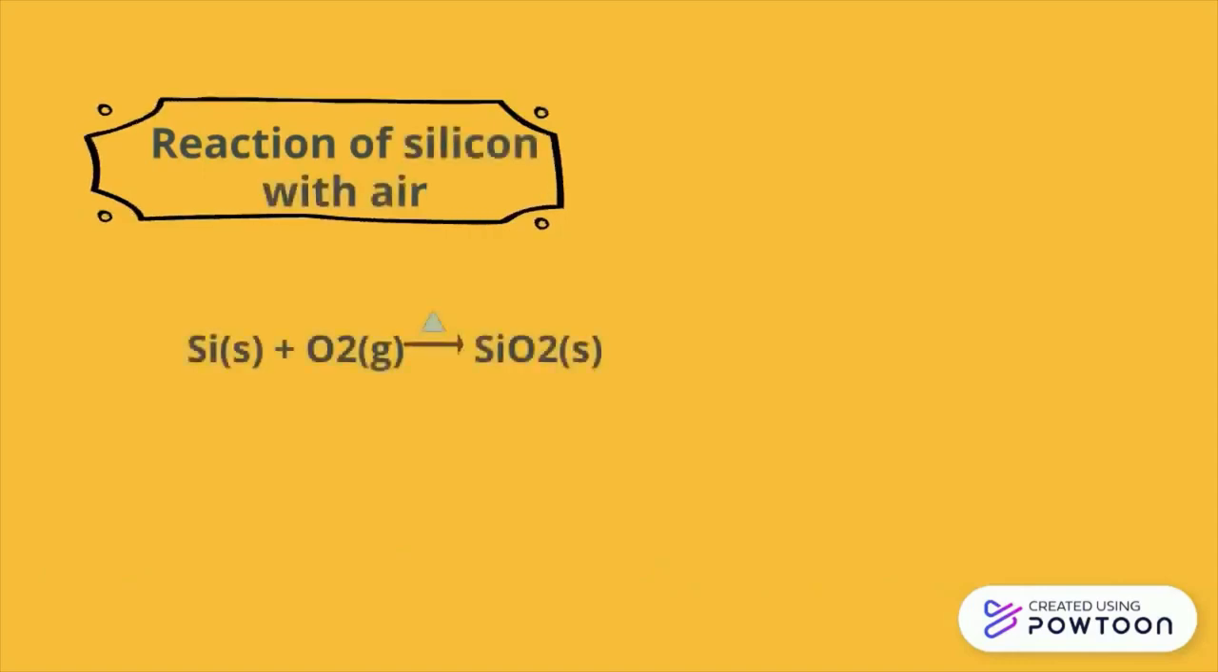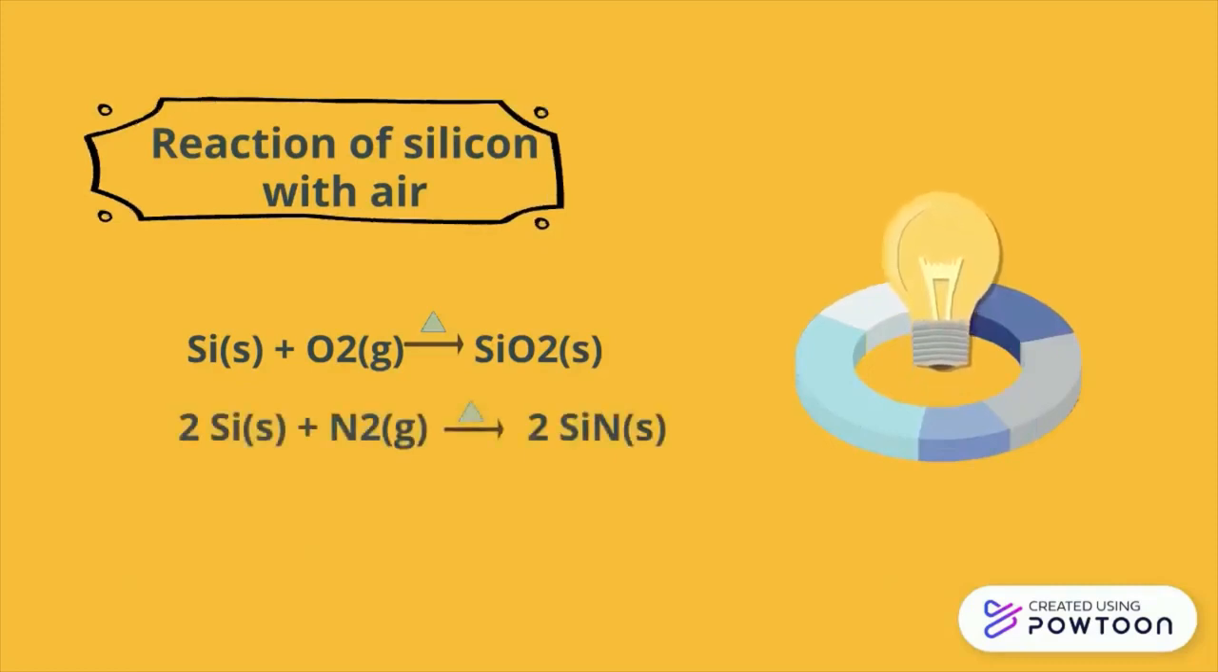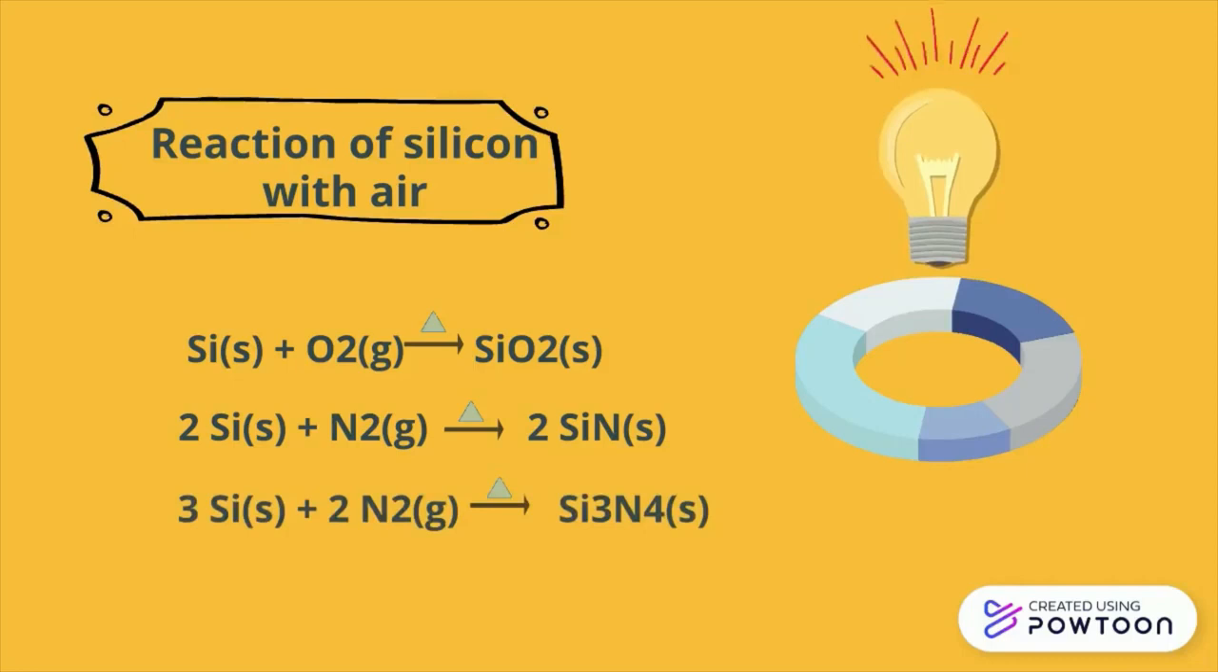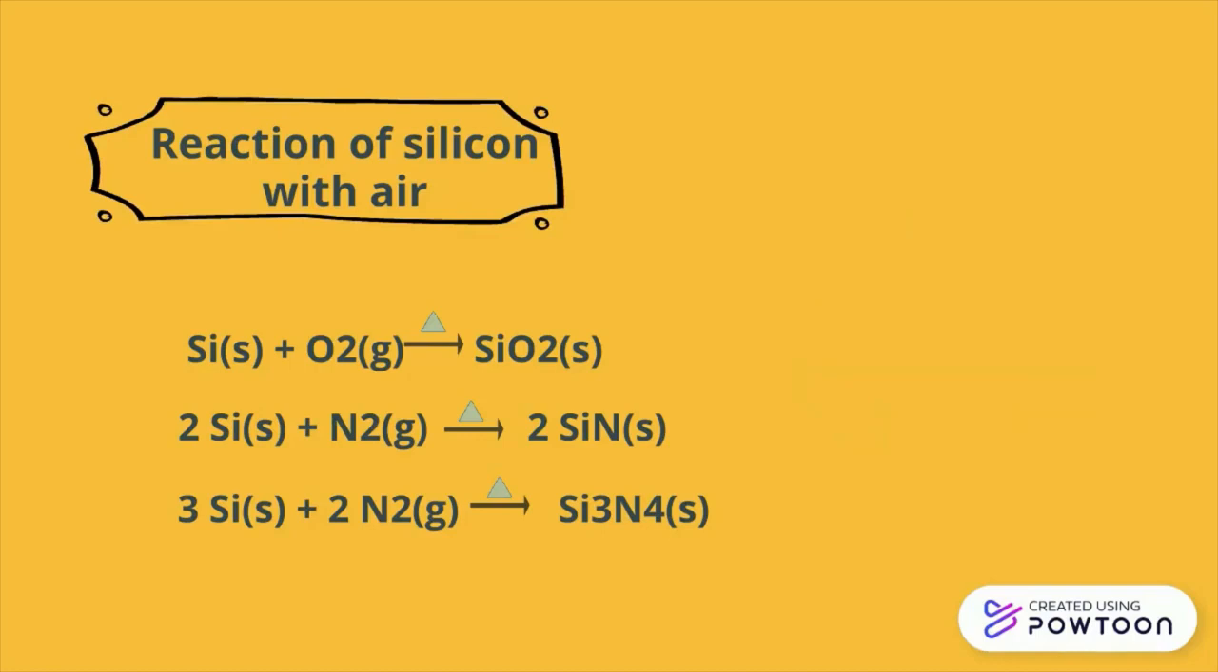Silicon is passivated by a thin layer of silicon oxide on the surface and does not otherwise react with air under normal conditions. If heated above 900 degrees Celsius, silicon reacts with oxygen O2, forming silicon oxide. If heated above 1400 degrees Celsius, silicon reacts with nitrogen, forming silicon nitride.